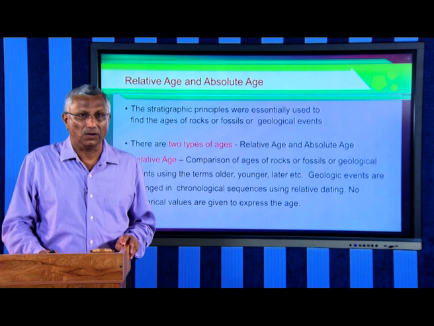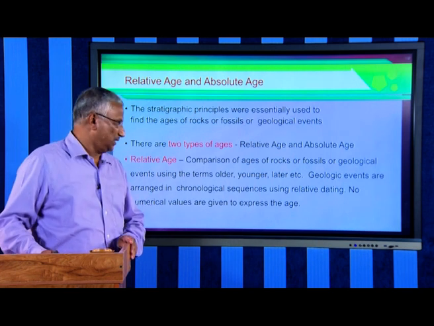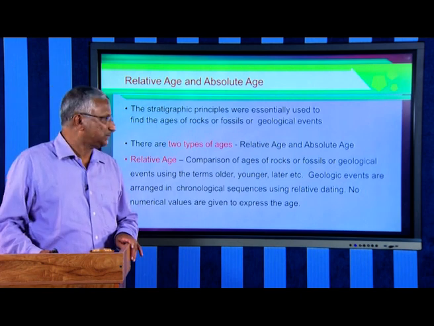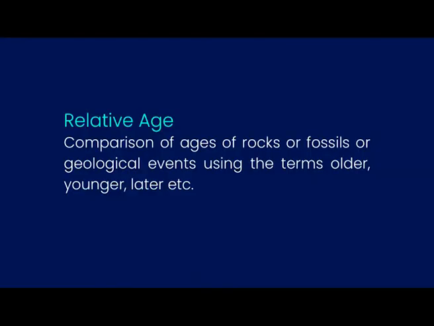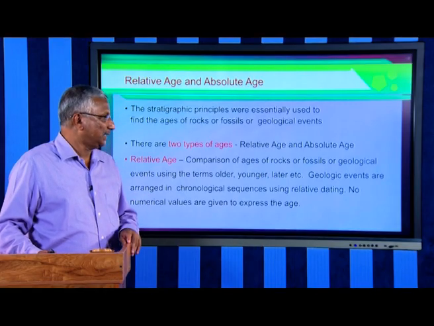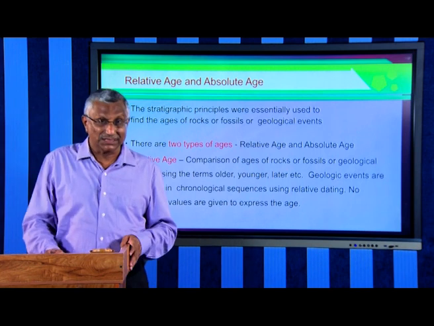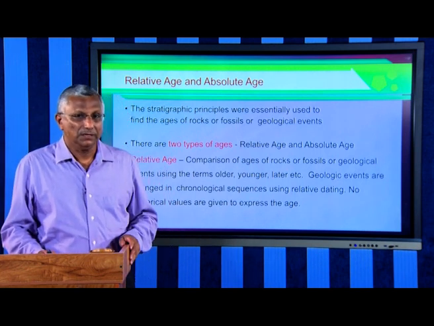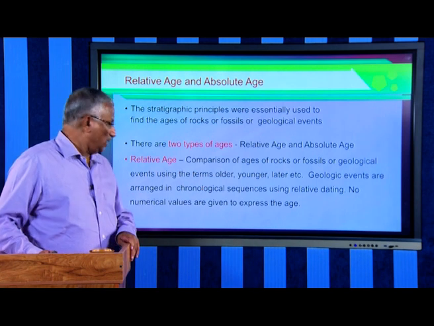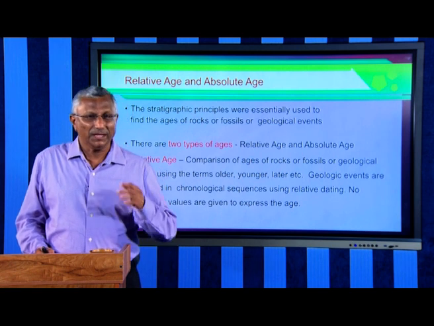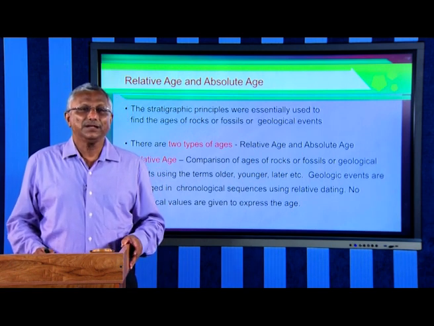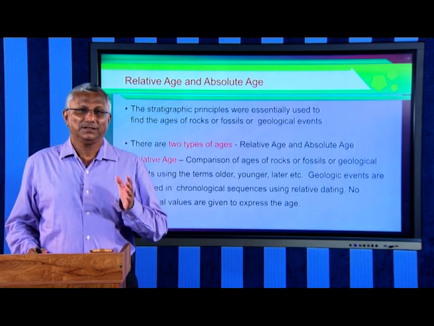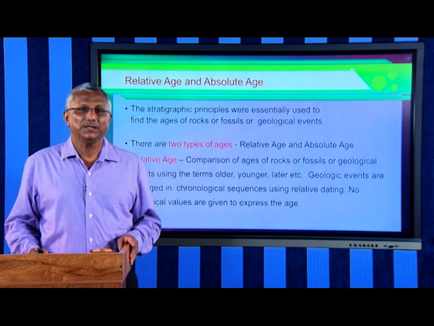These two types of ages are called relative age and absolute age. Comparison of ages of rocks or fossils or geological events using terms like older, younger, later, etc., is called relative age. Geological events are arranged in a chronological sequence using these terms. But when we arrange these events chronologically using relative dating, they do not give an indication of at what time in the history of the earth this particular event has taken place.